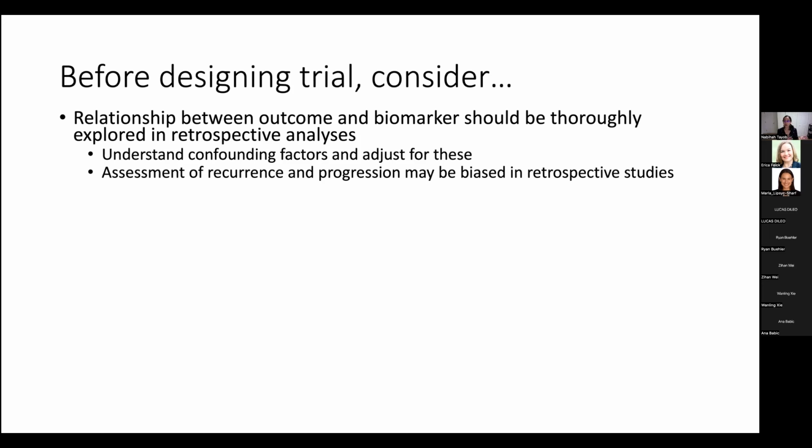However, let's say you have an observational cohort, then you have to be careful because your assessment of recurrence and progression may be biased in that kind of a retrospective study. So when you're evaluating your biomarker in that study, you need to understand those biases that are present because that could affect the evaluation of your biomarker. So you do want to do these retrospective evaluations, but you just need to be very careful when you do them in this context, especially.